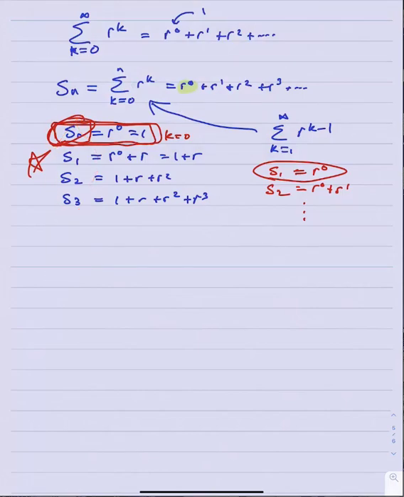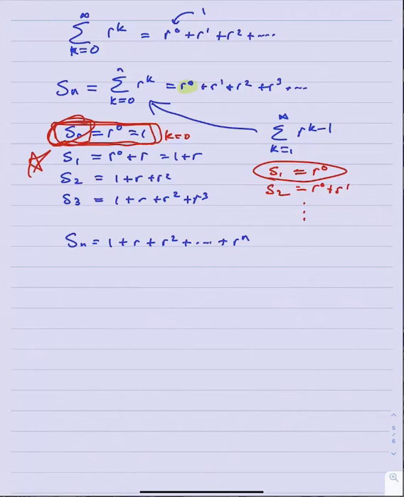And so, using my notation, I've got s sub n is 1 plus r plus r squared up through r to the n.